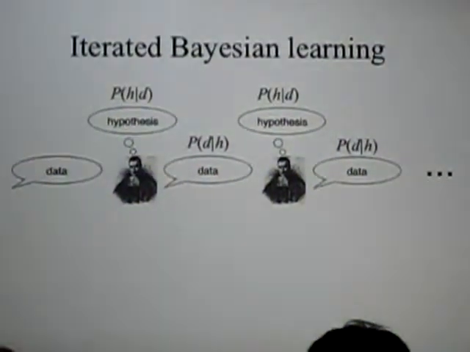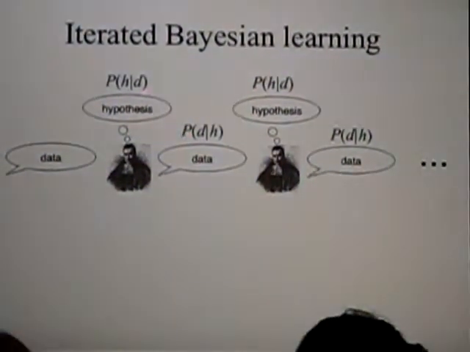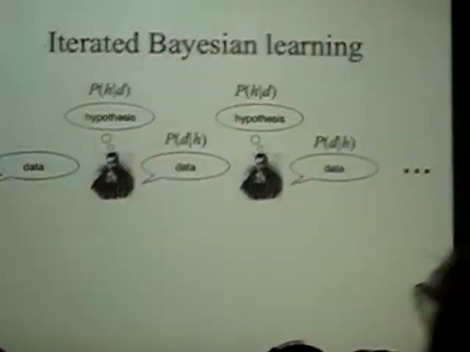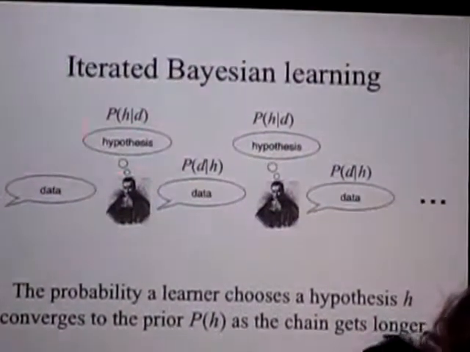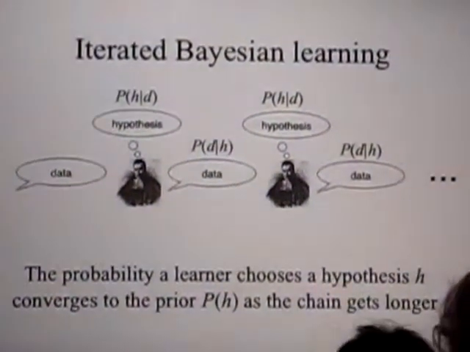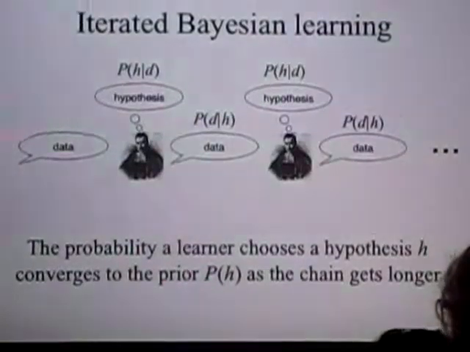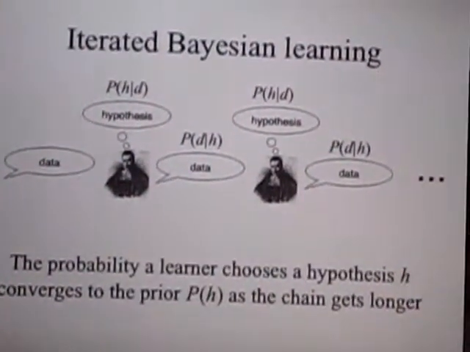So formulating things in this way allows us to use some basic mathematical tools from the theory of Markov chains to analyze this process and to ask what happens to these hypotheses as time goes on. And what we can prove is that in this case, where learners are sampling from their posterior distribution, the probability that the learner chooses a particular hypothesis is going to converge to the prior probability which is assigned to those hypotheses by all of the learners as the chain gets longer.